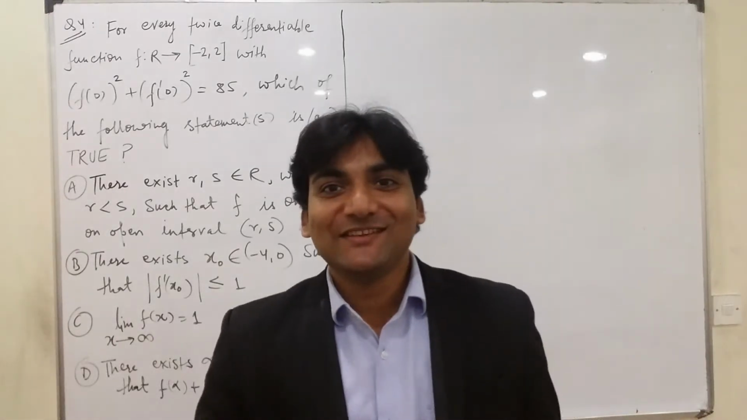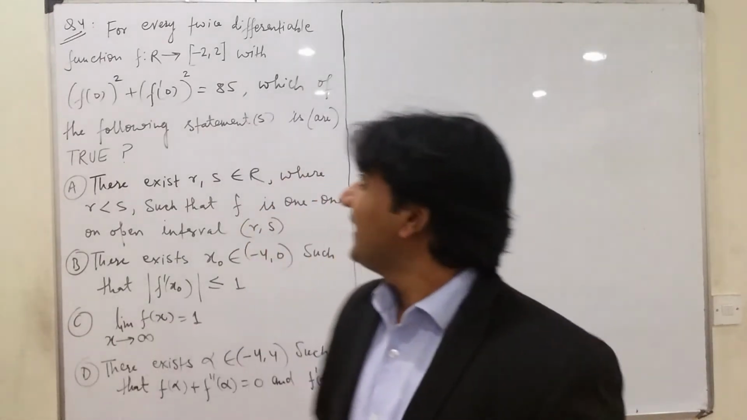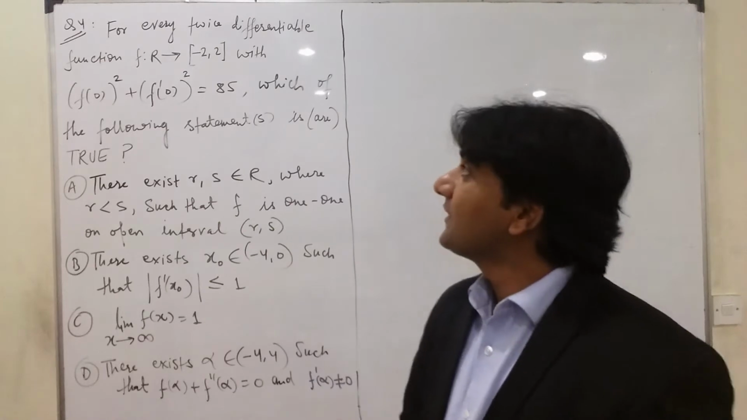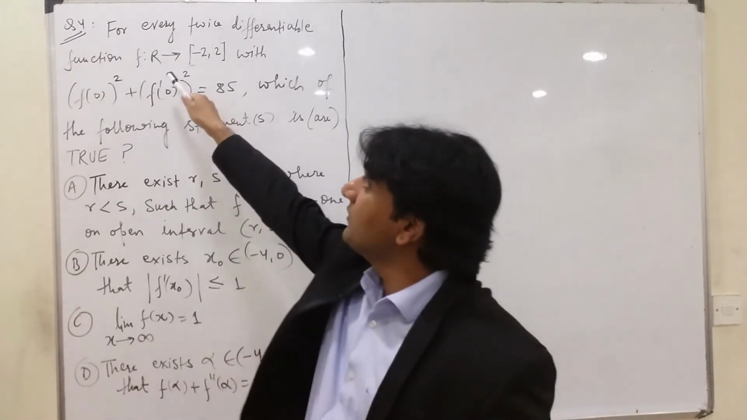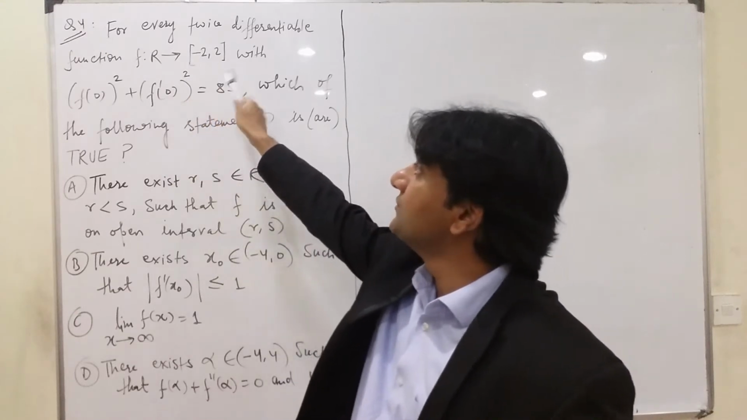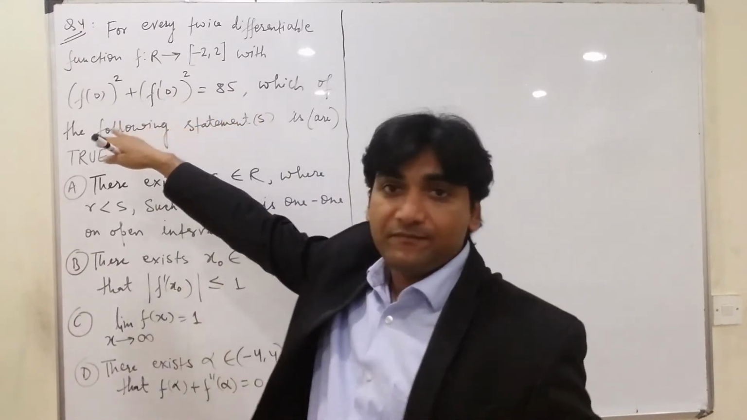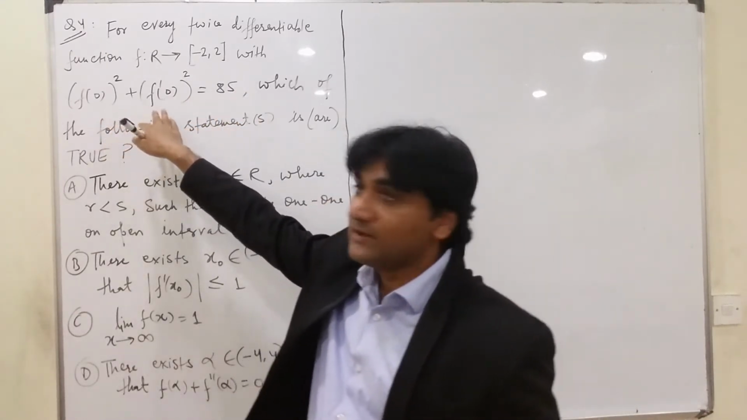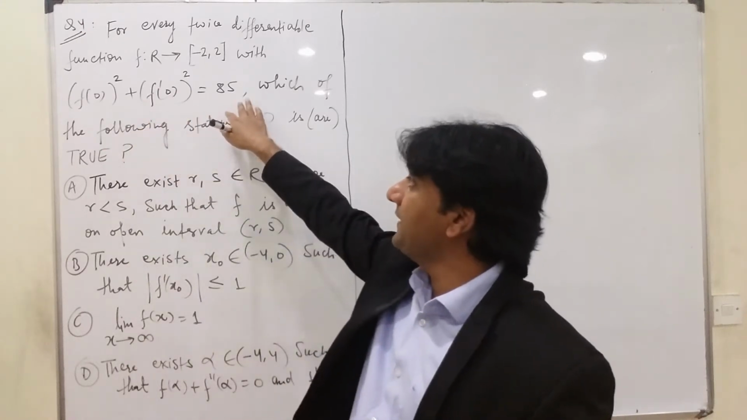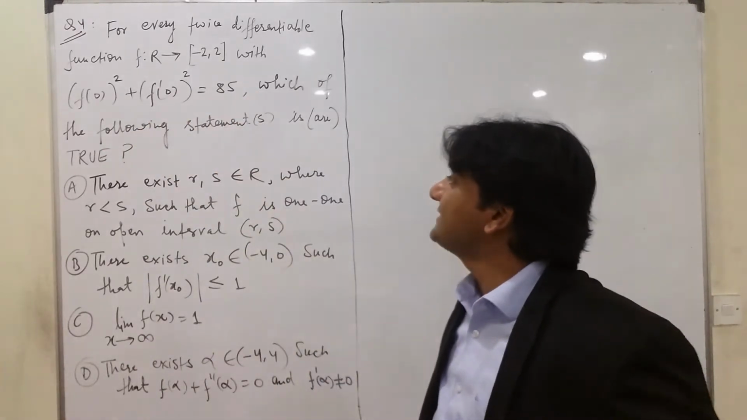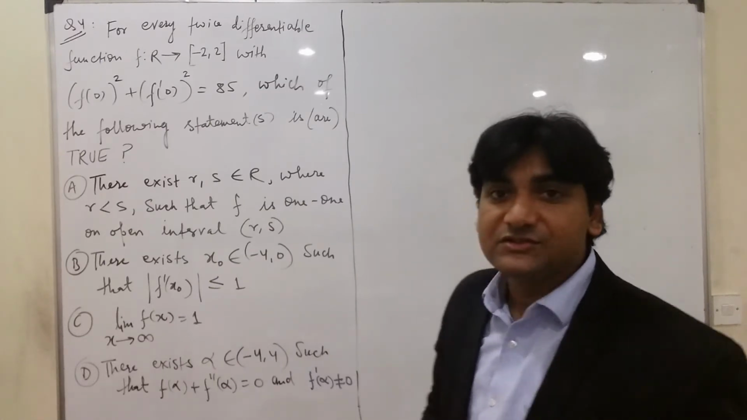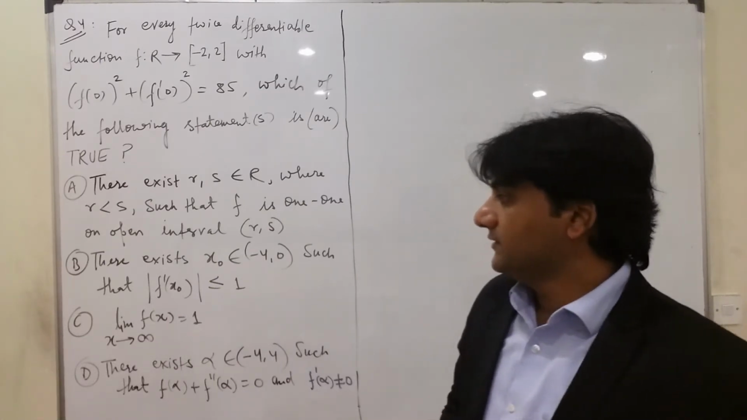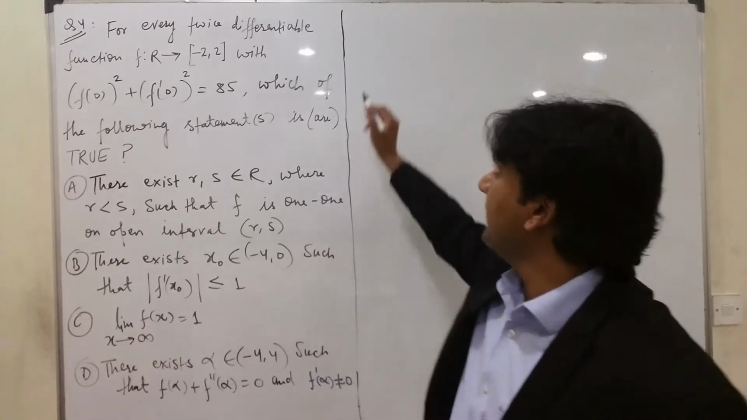Hello students, this is question number 4, JEE Advanced 2018. For every twice differentiable function, the domain is all real numbers and the codomain is -2 to 2. But we have one relation: f of 0 whole square plus f dash 0 whole square equals 85. Then which of the following statements is true? So we have to check all options one by one. So option A.